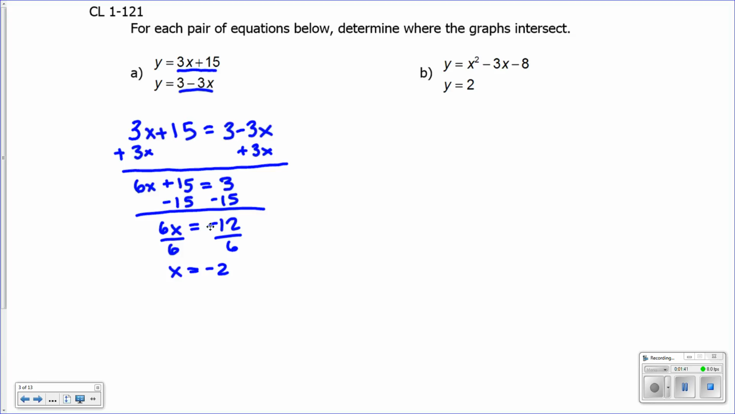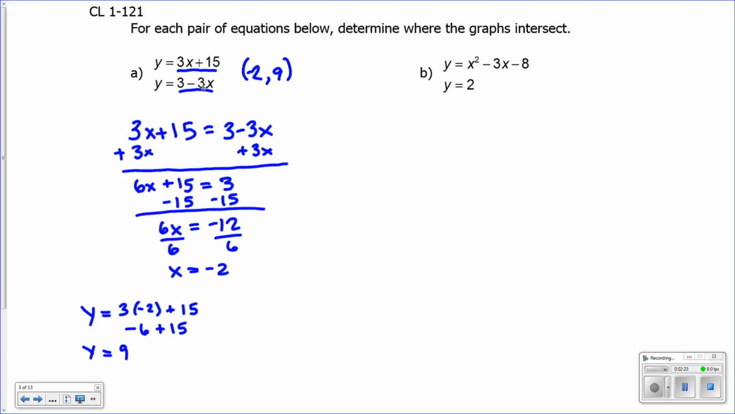Now we're not finished. That's only half of a point. We're trying to figure out where they're going to intersect, so we need the y-coordinate too. Let's take that negative 2 and substitute it in for x in one of the equations. So I'm going to say y is going to equal 3 times negative 2 plus 15. 3 times negative 2 is negative 6. So negative 6 plus 15 is going to give us 9. So our point is negative 2, 9.